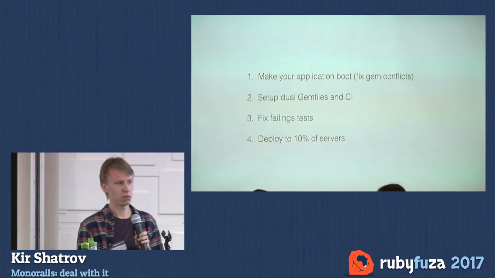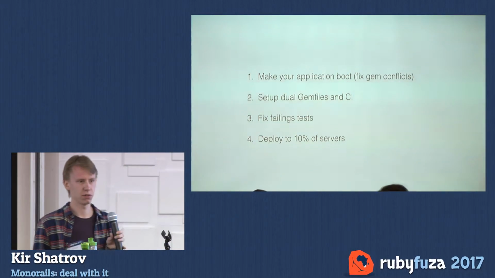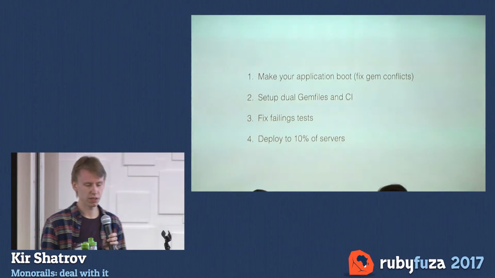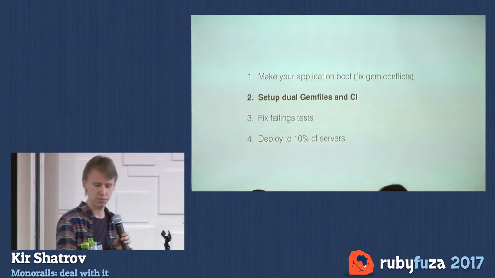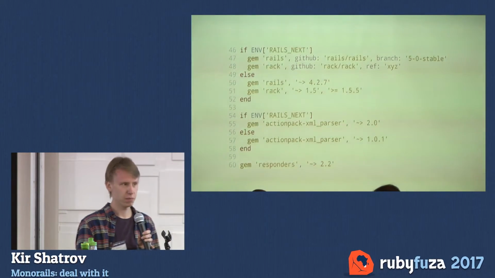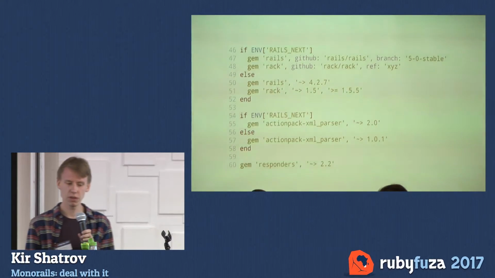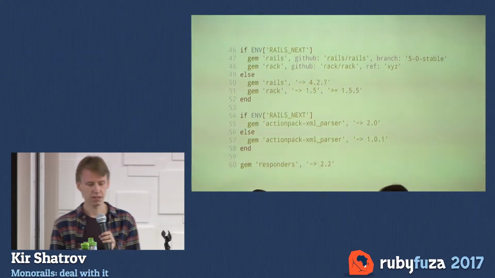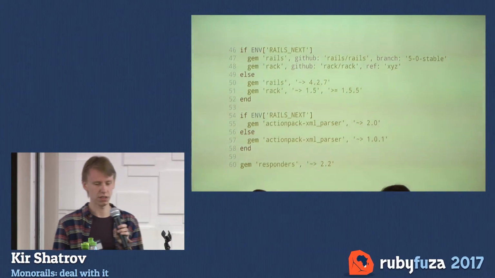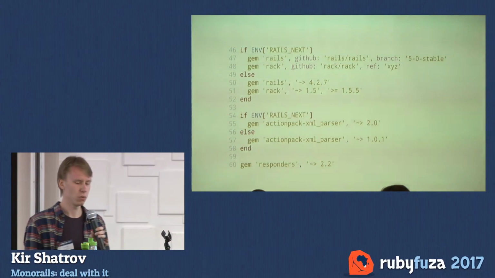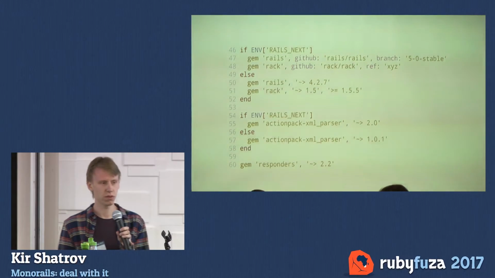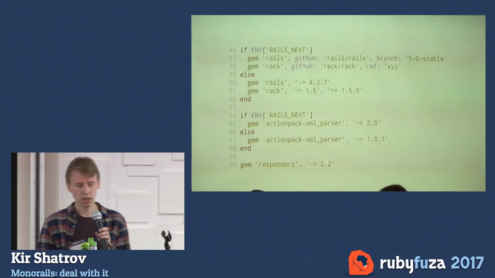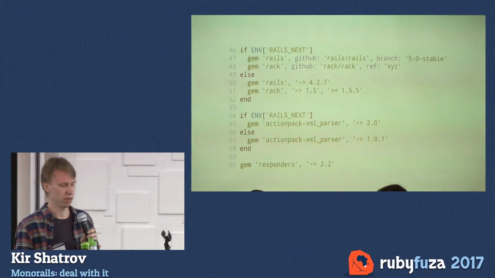What we did is that we prepared all the gems to be compatible with Rails 5. And then we set up dual Gemfiles. Let me show how it looks. Depending on the env variable, the app was using one Rails version or another, and the same for gems. The gem you see, action pack XML parser, we had to use a different version for Rails 5. And that really helped us to have this kind of conditional Gemfile.